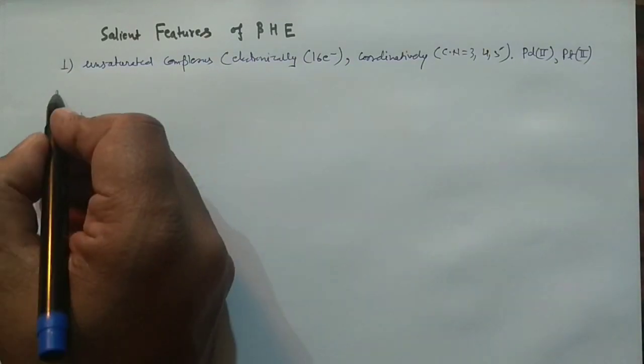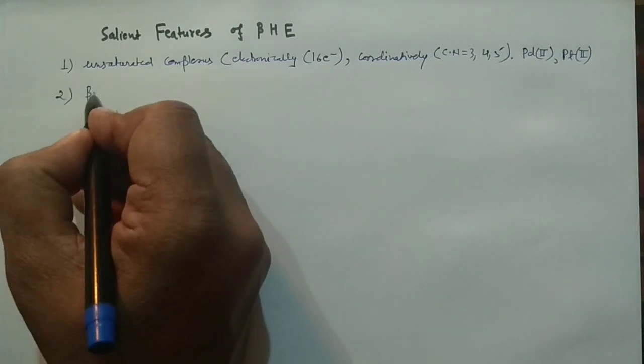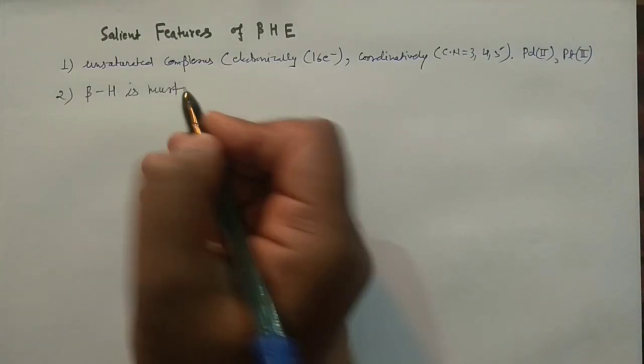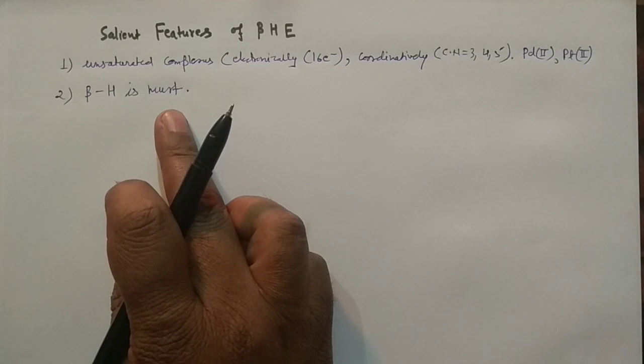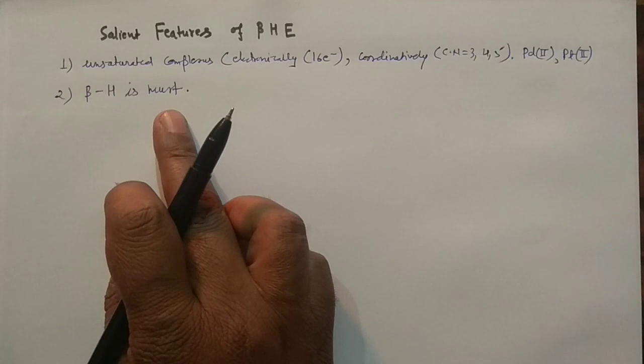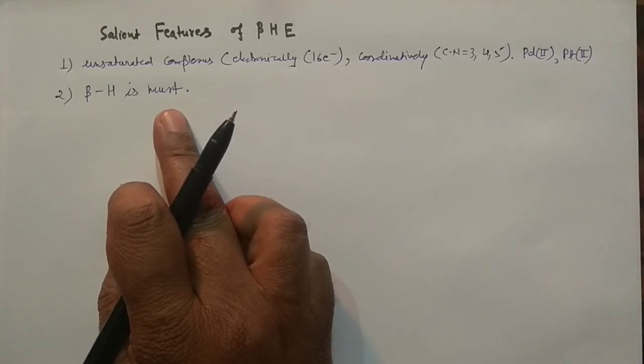Okay, then the second point, which is another very important aspect: presence of beta hydrogen. Beta hydrogen is a must. That means only those complexes which have the beta hydrogen will undergo the beta hydride elimination reaction. However, it is not the case that a compound always having beta hydrogen will also undergo the beta hydride elimination reaction. Sometimes it will not happen actually. So this is something very, very important to note.